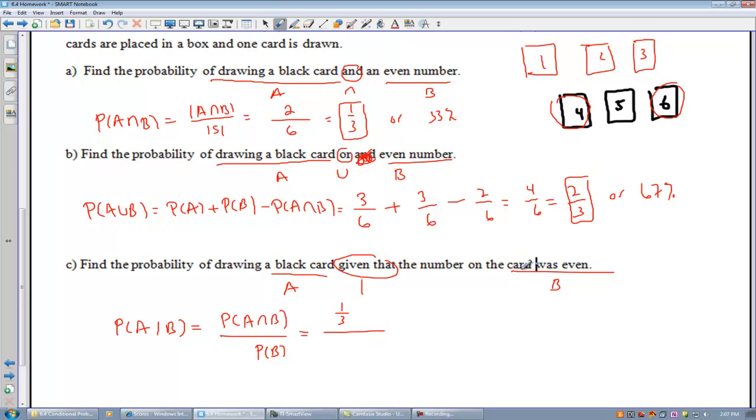Now the probability of B, right, B is the card was even. Well, there's 3 even numbers, right, 2, 4, and 6, and again, there's 6 possible. So this is equal to 1/3 times 6/3, which is equal to 6 divided by 9, which is 2/3 of the time, right? Or 67%.